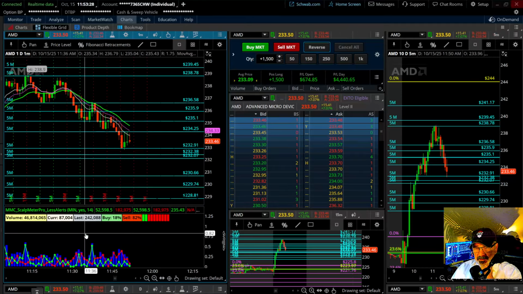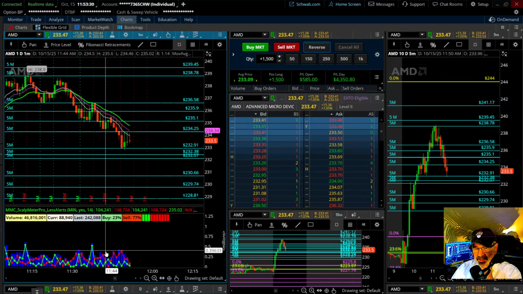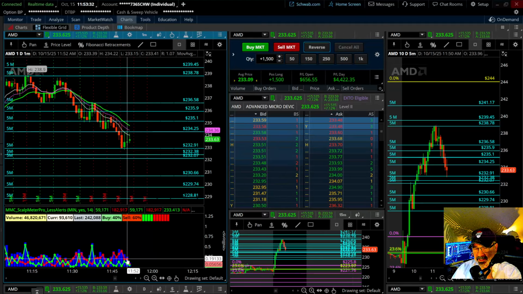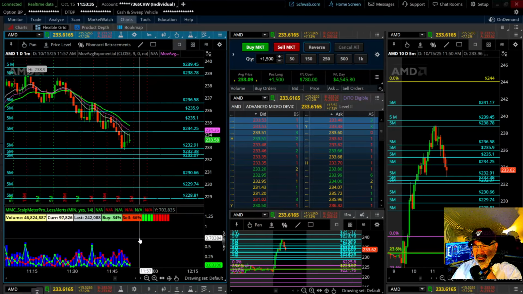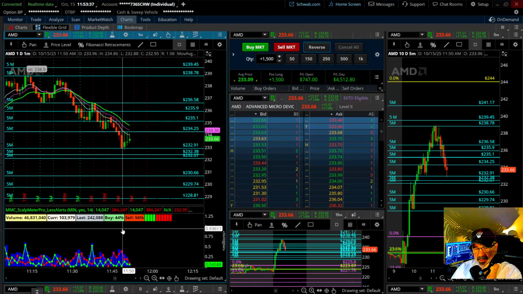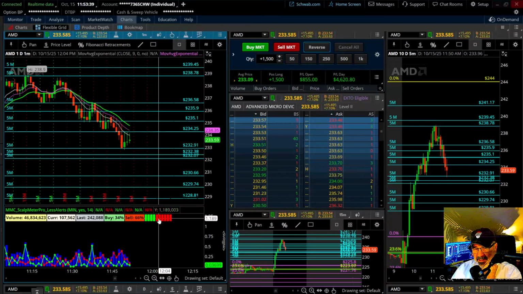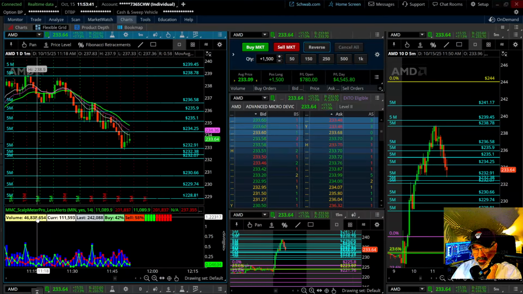So I'm definitely watching the Scalp Pro meter to see how the action is filling within the candle. Those are sellers and these are buyers. This is the percentage inside, and here's the meter. And this is the overall volume.